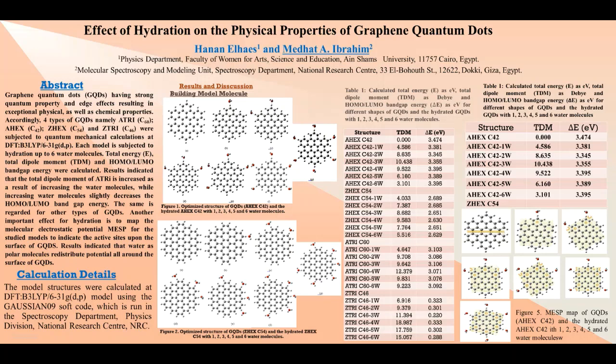Another important effect of hydration is to map the molecular electrostatic potential, MESP, for the studied models to indicate the active sites upon the surface of GQDs. Results indicated that water, as polar molecules, redistributes potential all around the surface of GQDs.